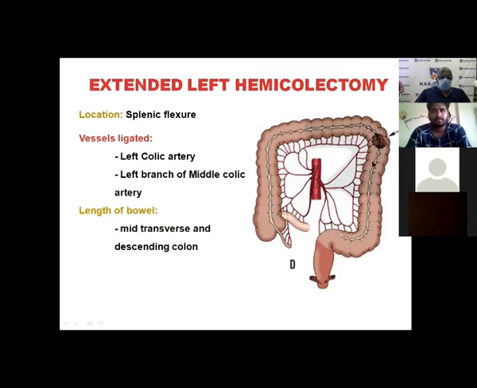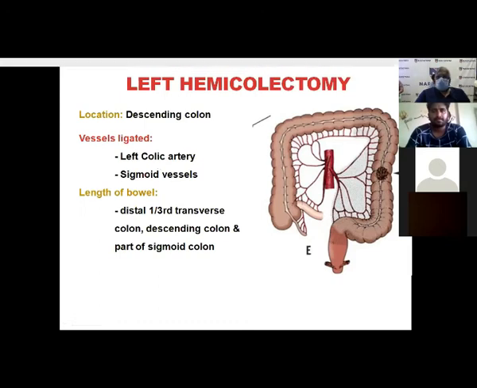But what we usually do is we go up to the hepatic flexure, mobilize this and anastomose. It gives a better clearance. But this is theory-wise, it's okay. So what you do is, the hepatic flexure, distal 2/3 of the transverse colon and proximal 2/3 of the descending colon are resected. The arteries ligated are the left branch of the middle colic and the left colic.